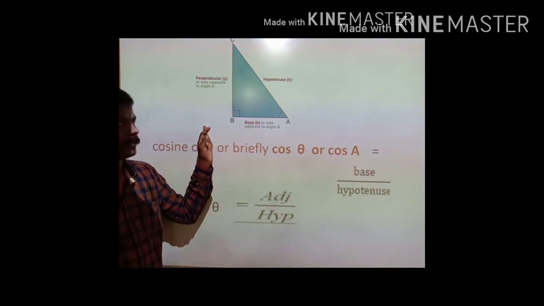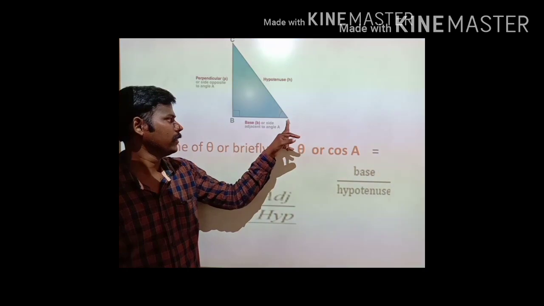Base by hypotenuse or adjacent by hypotenuse. Everyone look at the board here. What is the right angle triangle here, children?